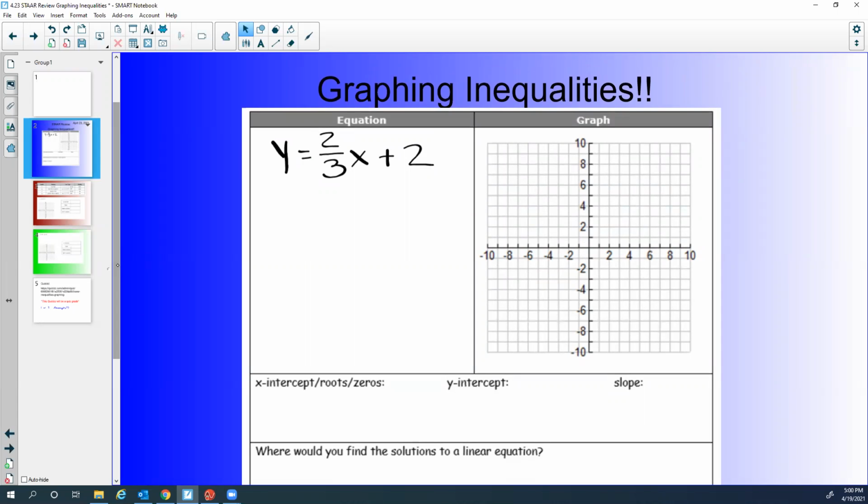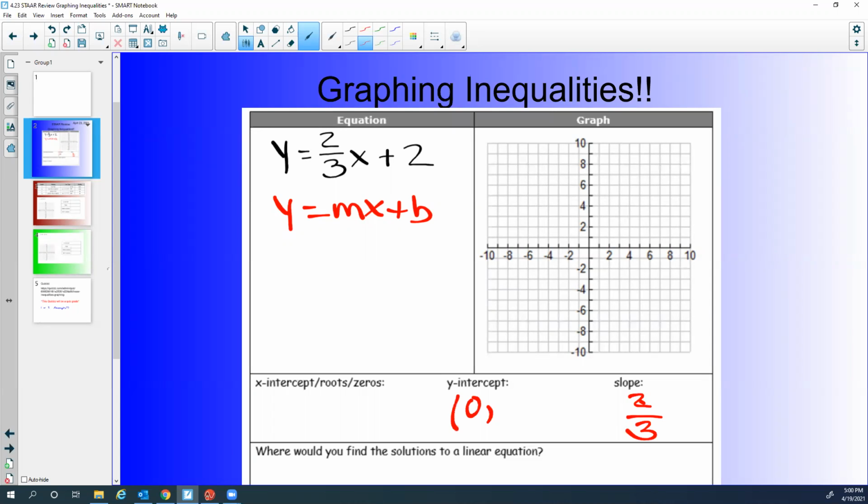All right, in order to graph an equation, I'm going to use the form that they gave me, which is y equals mx plus b. My slope, I can say, is 2/3. My y-intercept is (0, 2). My x-intercept I can't identify yet. So let's put this onto the graph.